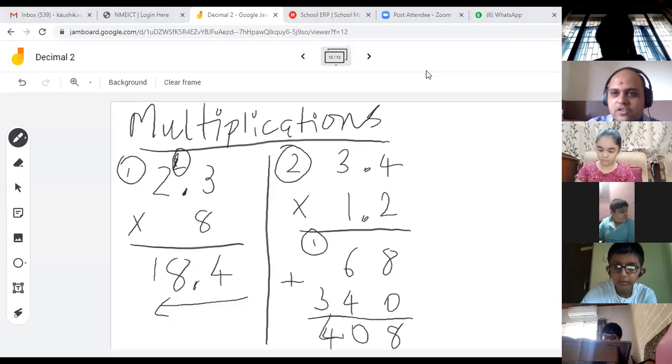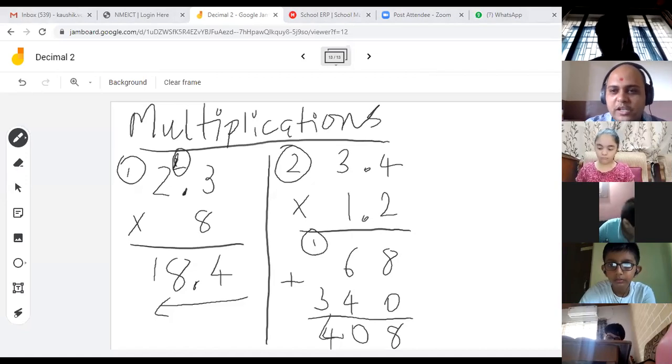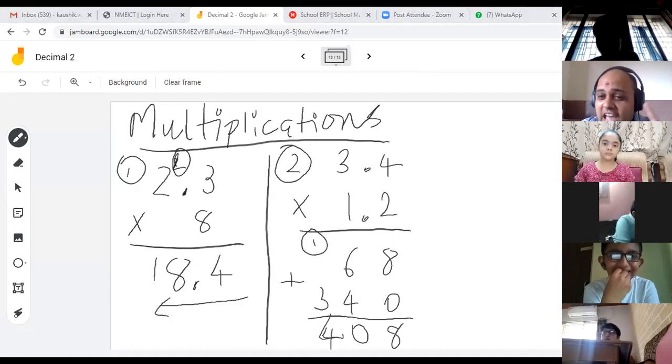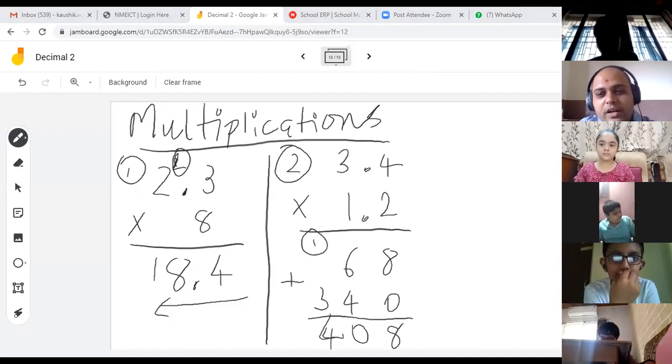Yes, everyone has got the same answer. Multiplication is easy, right? I don't have to teach you multiplication now. We have done lots of examples of multiplication. Now comes the important part.